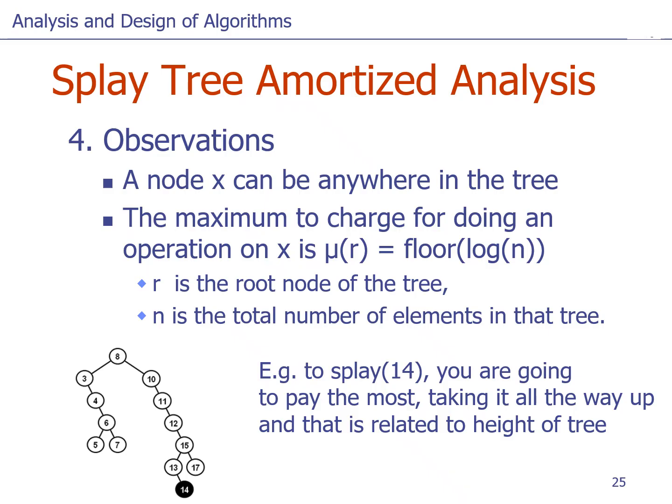Now, in this case, n is the total number of elements in the tree. But that's only in this specific case because 14 is way at the bottom, and I would like to splay it way at the top. This is why I say here that to splay 14, you're going to pay the most, taking it all the way up, and that is related to the height of the tree. So basically, I can talk about my amortized cost here being floor of log n dollars, or simply mu of r, being the largest amount I will ever pay.